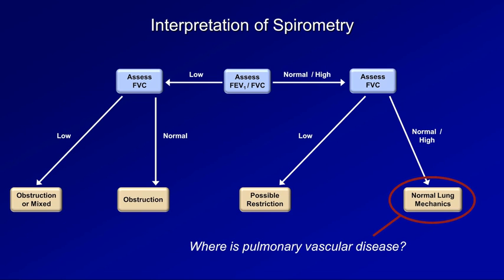Obviously, this chart is incomplete. On the leftmost outcome, we have an obstruction or mixed disorder. Then further across, there is a, quote, possible restriction. And last, as I just said, we can't use spirometry to distinguish pulmonary vascular disease from normal. In the next 2 videos, I'll be adding to this algorithm information learned about the lung volumes and DLCO in order to remove the majority of this uncertainty.